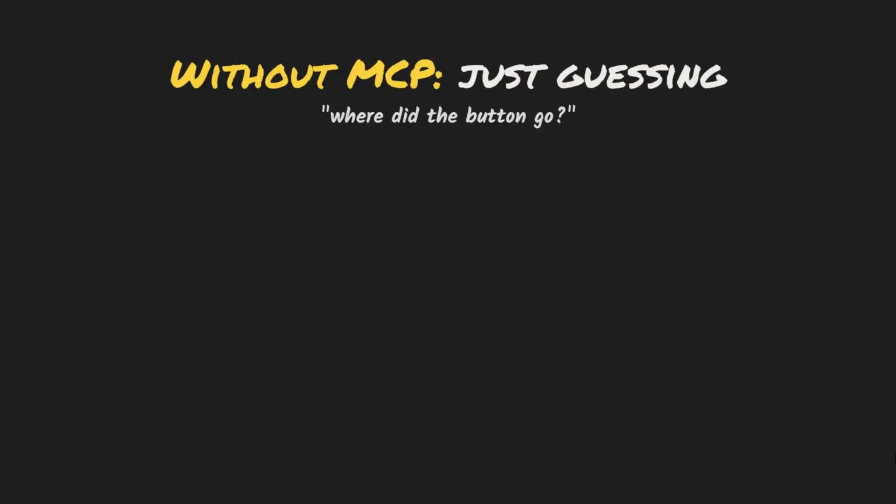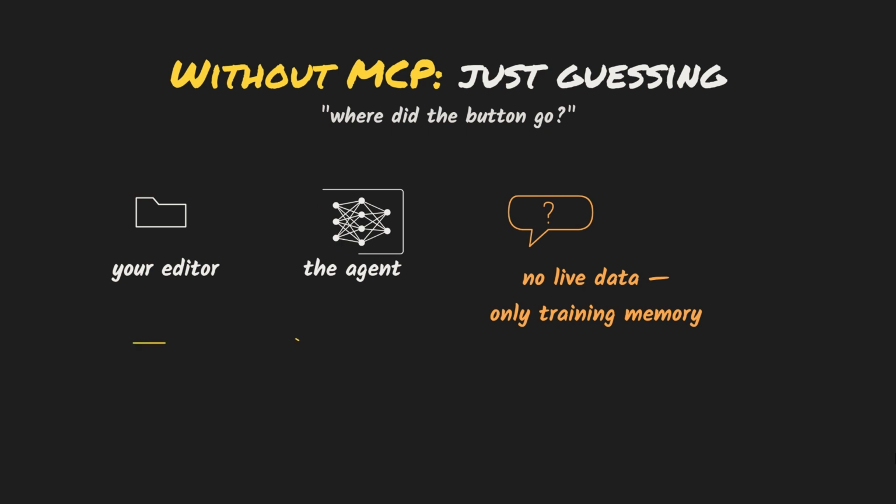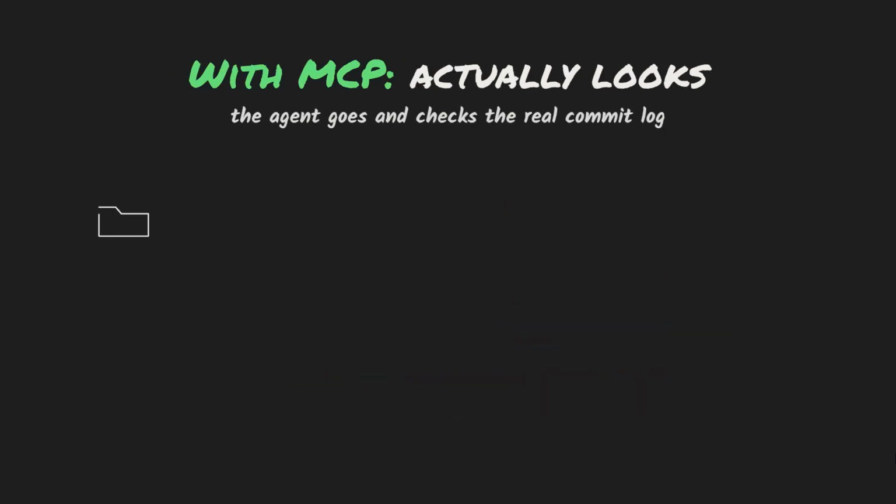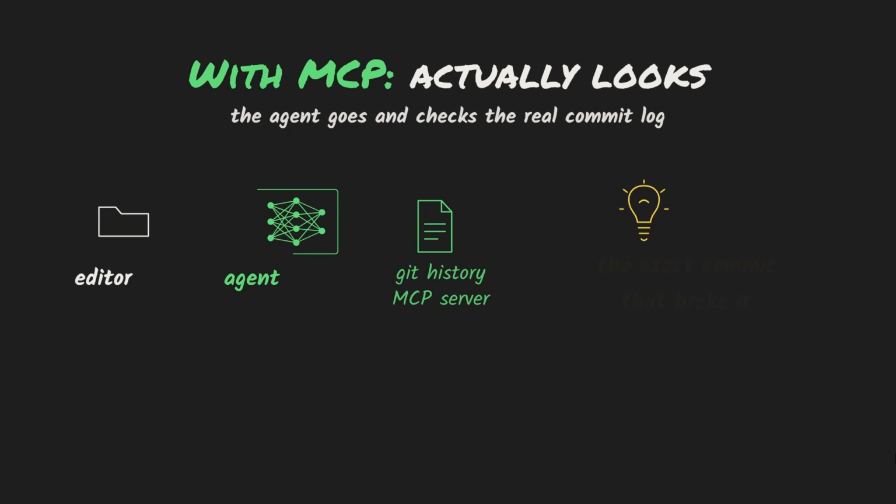Say you're using an agent inside your code editor and you ask it why a button disappeared from your app. Without MCP, it could only guess based on what it already knows. With an MCP server connected to your Git history, it can actually go look at the commit log, find the exact change that broke it, and tell you which line to revert.